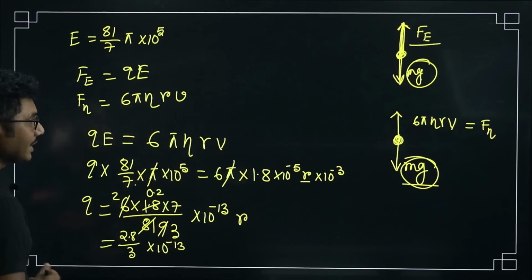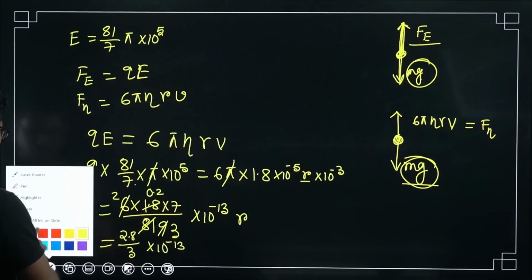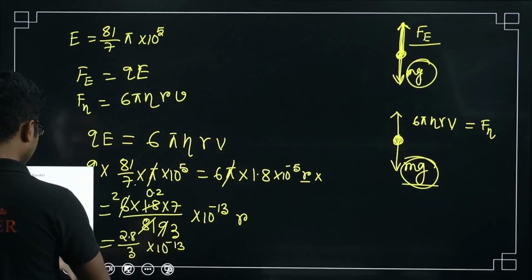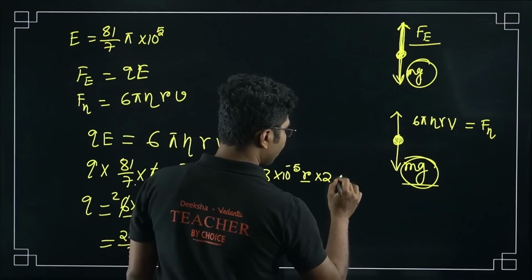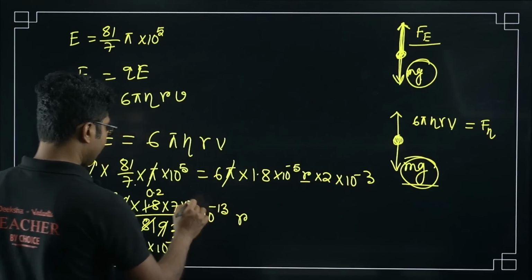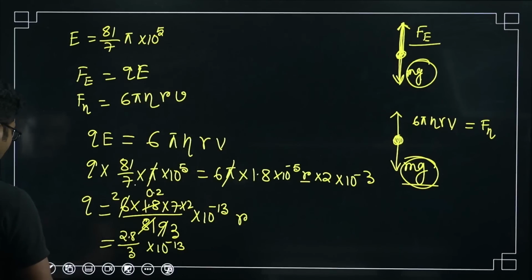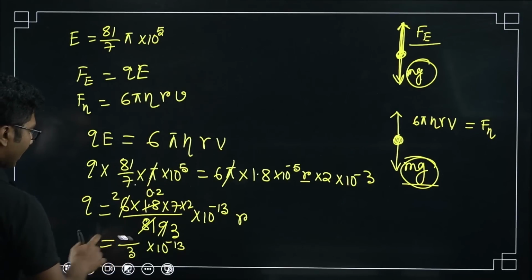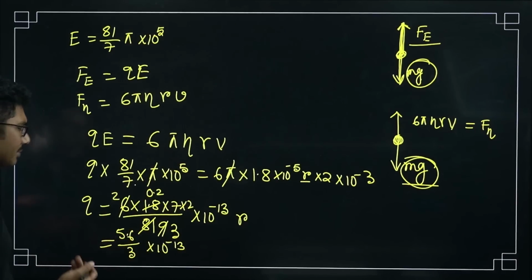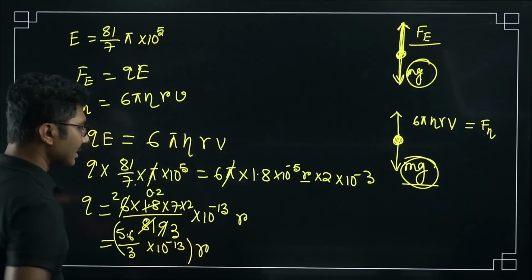Yes, I made one mistake: the terminal velocity was 2 into 10 to the power of minus 3, so I missed that 2 over here. So there will be another 2, and you will get 5.6 by 3. So the value of Q is 5.6 by 3, which is approximate, but still it is not the answer. You cannot guess the answer from here.